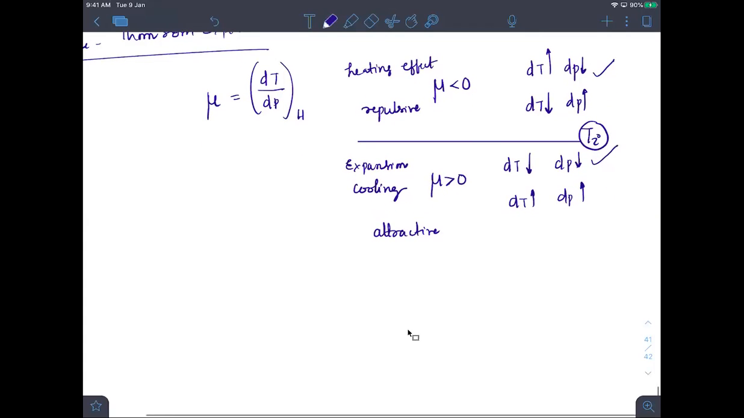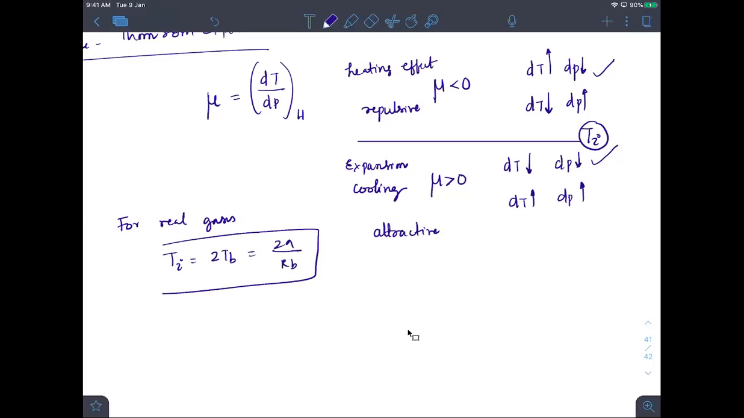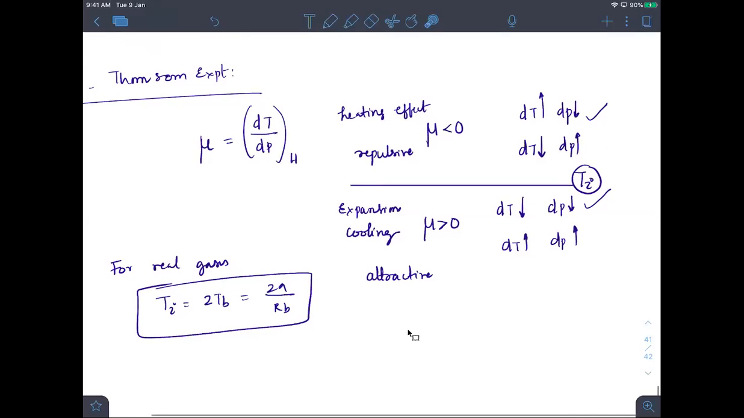And for real gases, the inversion temperature Ti was found to be 2 times that of Boyle's temperature. So it is 2a by Rb. You have to remember this value well, and understand what exactly the function is.